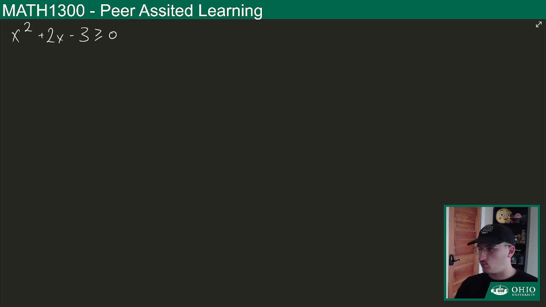This is the worked example on how to solve an inequality that involves a quadratic.